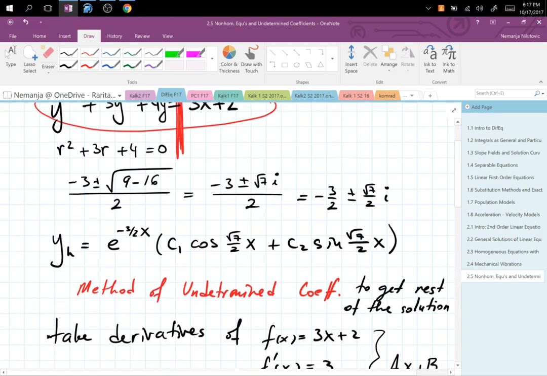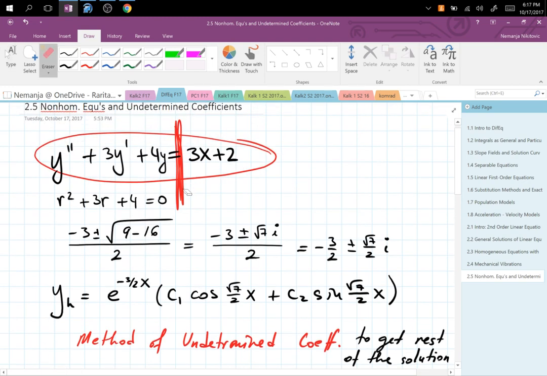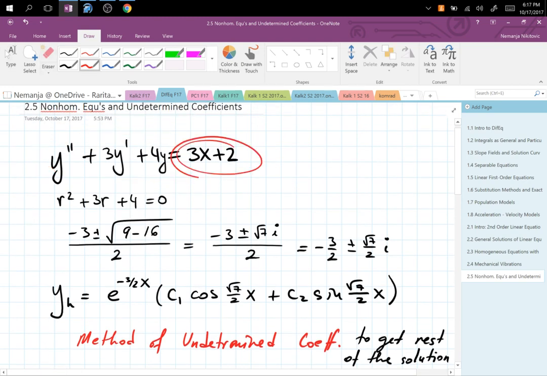You are ready to start the method of undetermined coefficients to get the rest of the solution. The rest of the solution exists because this is a non-homogeneous equation. It has what we call a forcing term, and this guy is that f of x, which we have seen when we defined differential equations of the higher order. We said equal to f of x, which is a forcing term. So now we are going to see that that forcing term is 3x plus 2.